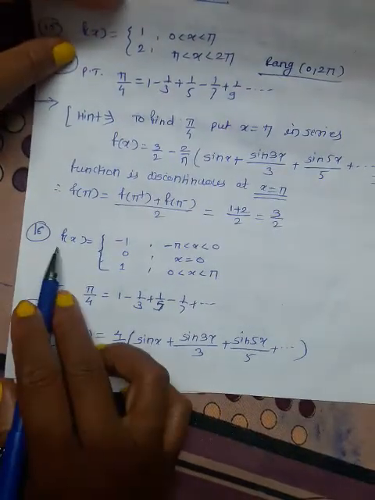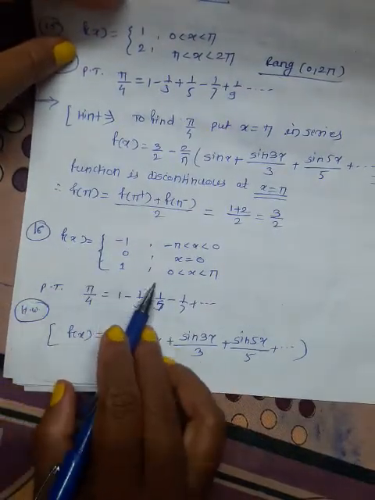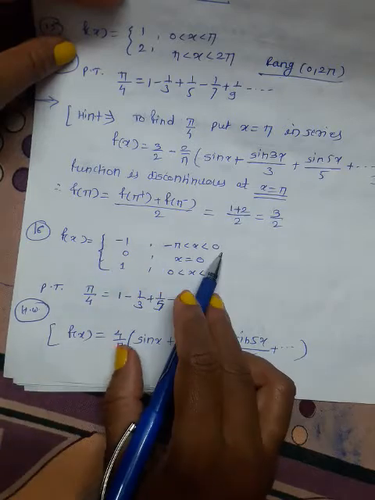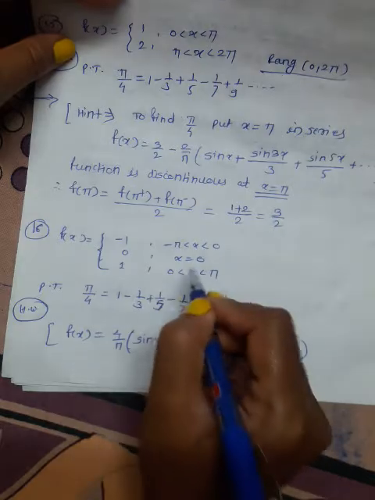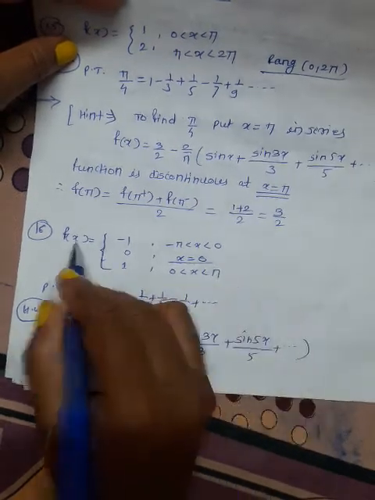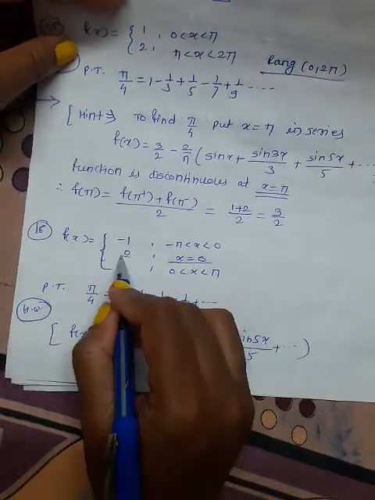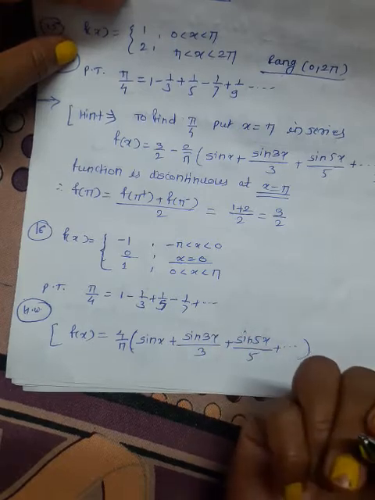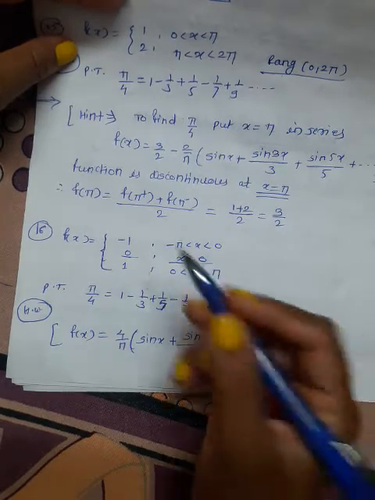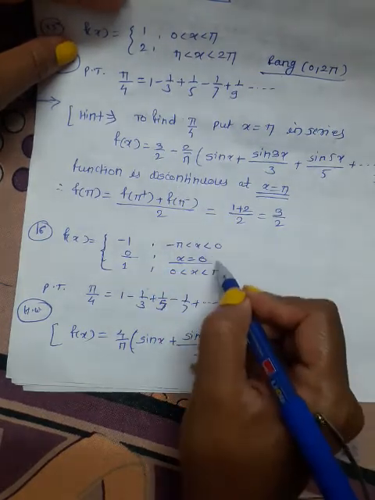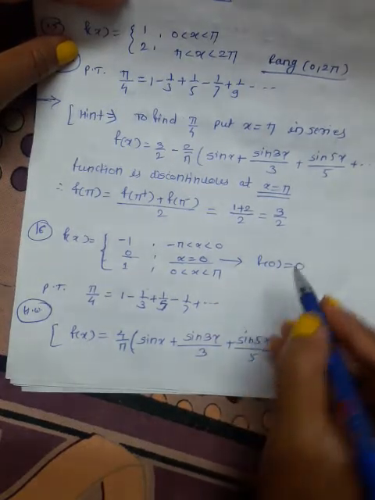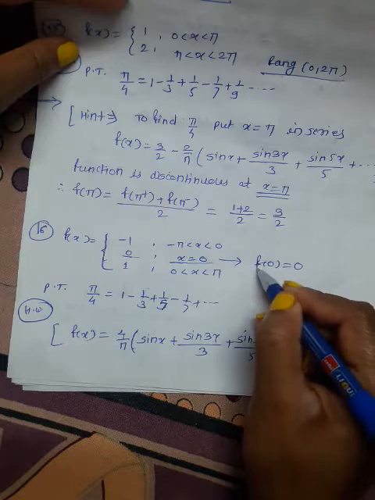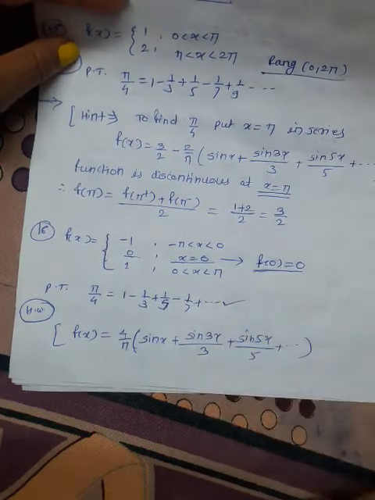Now next is f of x given in three parts. Minus 1 for minus pi to 0, 1 for 0 to pi. And directly they have given the value of the function at x is equal to 0 is 0. No need to calculate f of 0 separately by using this theory. Already given, the meaning of this is f of 0 is equal to 0. Where we need this information to prove this.